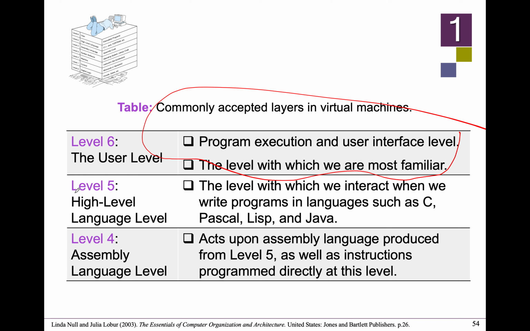The next layer is level 5. Level 5 is the higher level language. In this level, we interact when we write a program, like in C, in Java, in Python, and so on. And now for our COA subject, we are looking at level 4, the assembly language level, which acts upon assembly language produced from level 5 as well as instruction programs directly at this level.